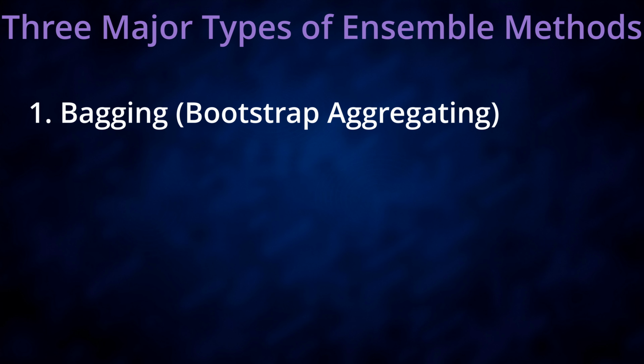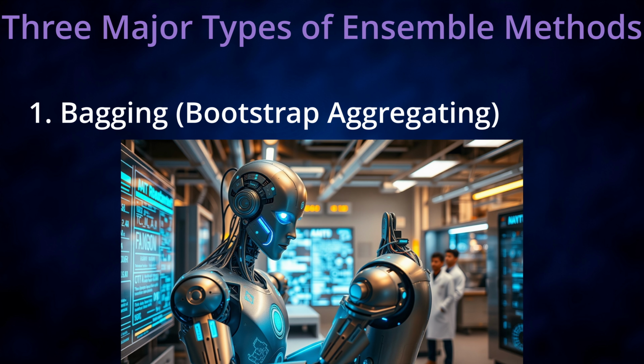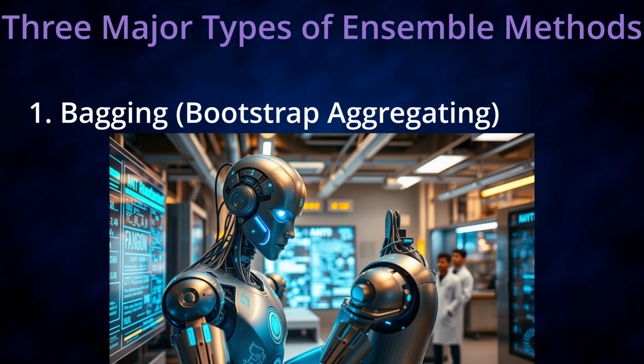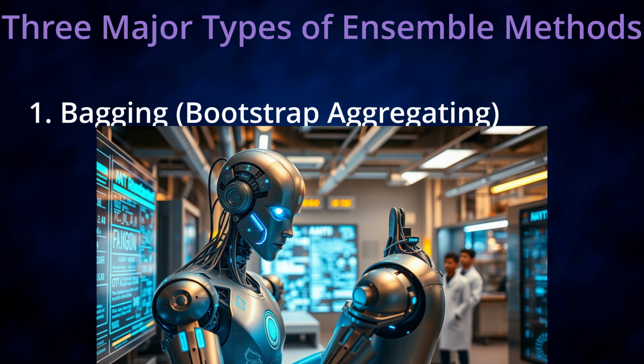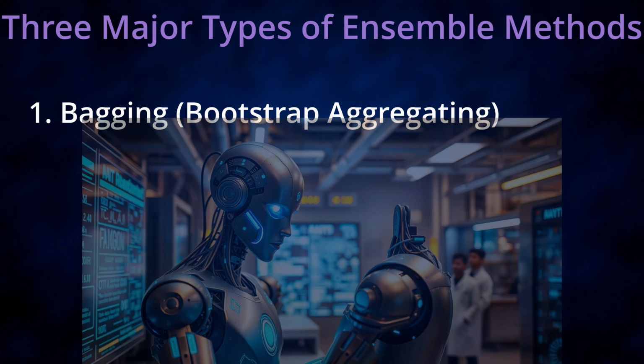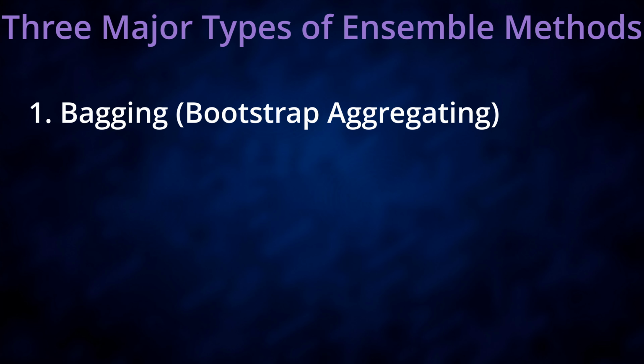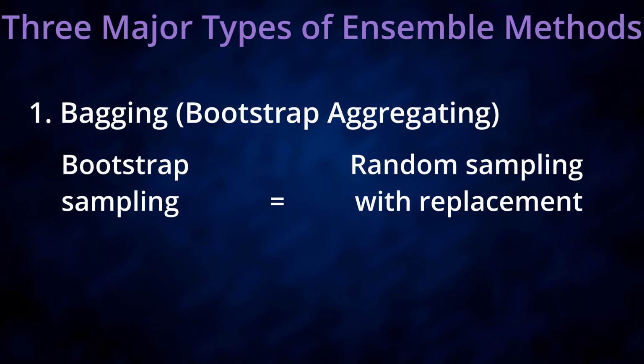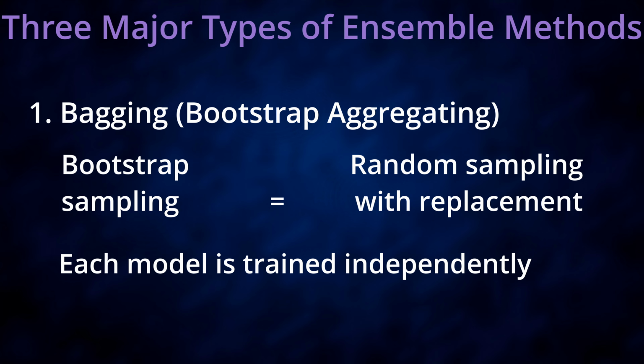Bagging, bootstrap aggregating. Bagging is all about training multiple models on random samples of the data. Each model sees a slightly different world. Then we average or vote on their predictions. Simple technical detail. Bootstrap sampling means random sampling with replacement. Each model is trained independently. Reduces variance.